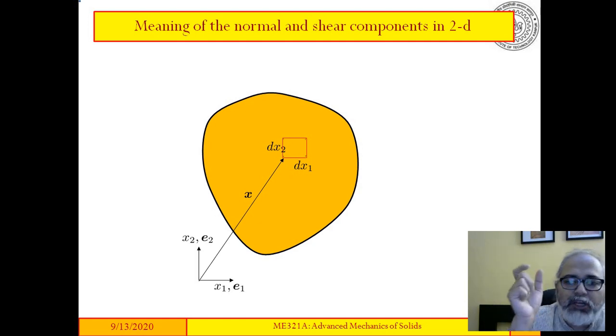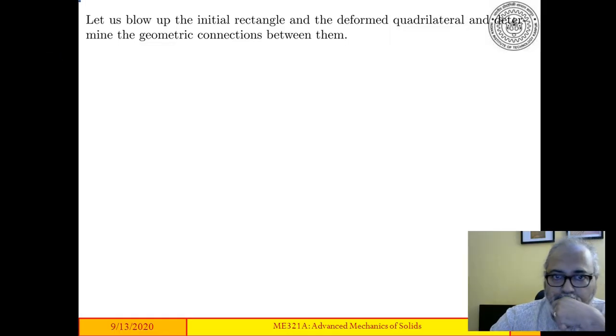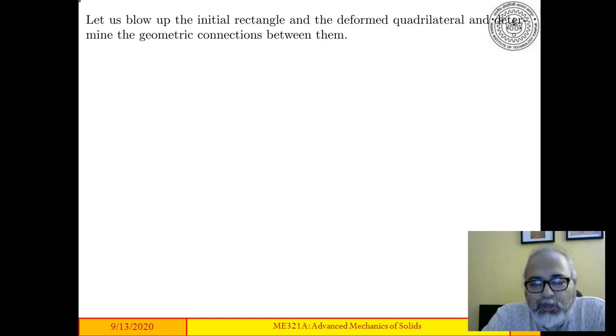Okay, small box with lengths dx1, dx2, and then somehow deformation of the body occurs and the body goes into a deformed shape. As a result, this small box that I had drawn on the 2D plane assumes a different shape as well, which is given by the dashed lines. My strain tensor somehow describes this dashed box with respect to the box drawn with solid lines.